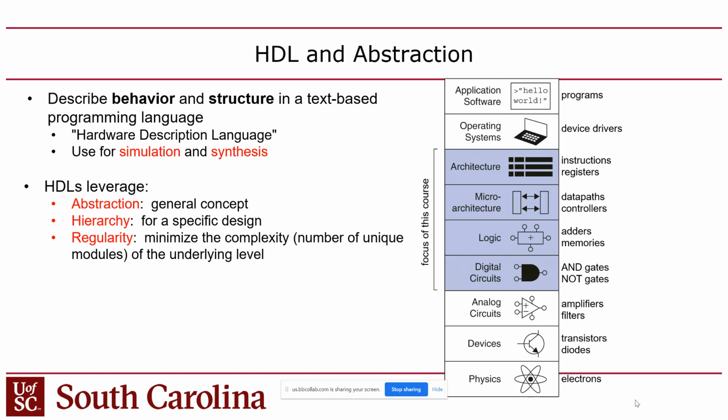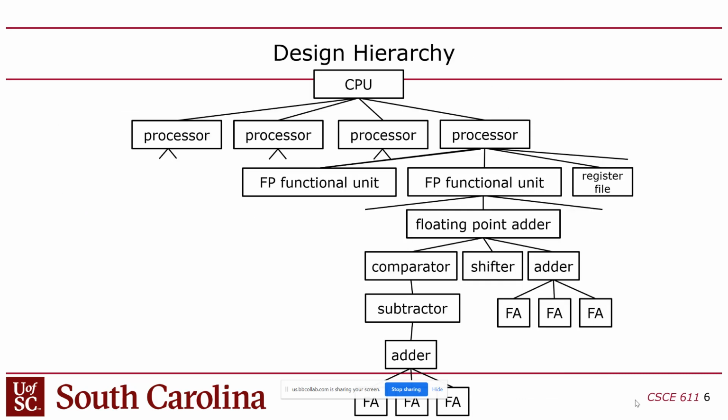And then regularity is the idea that in this hierarchy, you want to try to minimize the number of unique designs, and then you can create arrays of them, for instance. So here's an example of a CPU hierarchy. You have a CPU on the top level. And I'll say that word a lot, by the way, top level. Top level is kind of the starting point of your design. It's the design you're testing or the design you're shipping to customers. Whenever you synthesize a design or simulate it, you have to specify the top level.